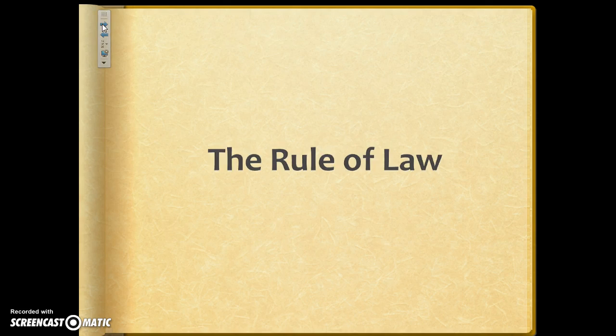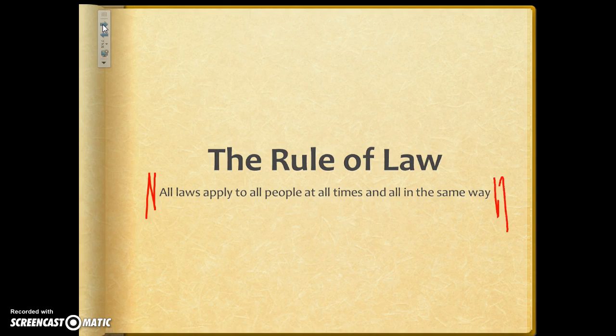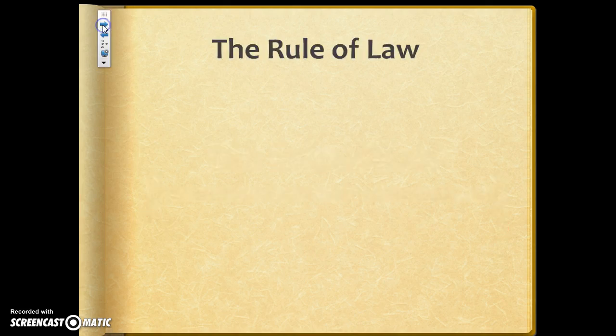Let's have a quick look now at the rule of law. And the rule of law needs to be understood in this sense. All laws apply to all people at all times and all in the same way. Now, there are more complicated definitions of the rule of law out there, but trust me, this one works at a cognitive level. If this is how you understand the rule of law, then everything will follow, even if you have to learn a slightly more complicated definition when the time comes.